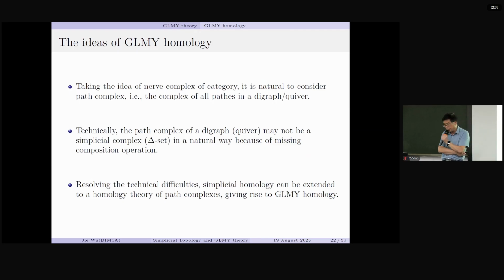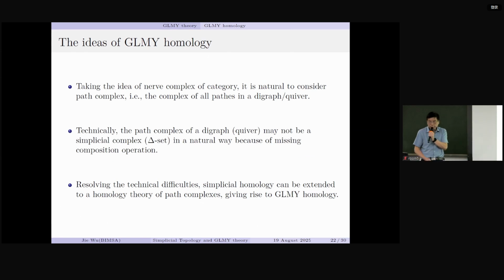Now the path complex has to go beyond algebraic topology or these categorizations, because it may not be a simplicial complex. So you have to deal with a lot of technical difficulties. Resolving these technical difficulties, you can extend the simplicial homology to the homology of a path complex. This produces the GLMY homology in this long paper.